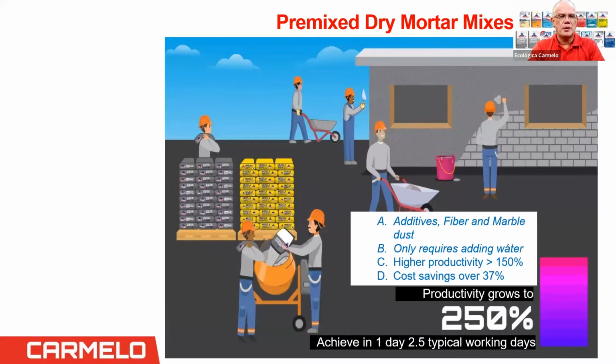And you're buying them from Carmelo. So all you need now is to have those 50-pound bags. You just add water in your concrete mixer, right? And some of these materials come with additive, fiber, and marble dust in it. So it has a high productivity of 250. That means that in one day, using these bags, your workability is like 2.5 typical working days, right? So you're saving time there using these bags.